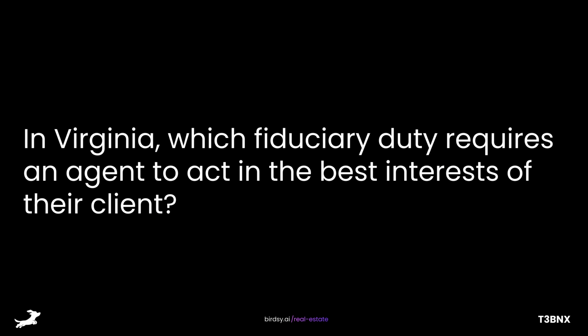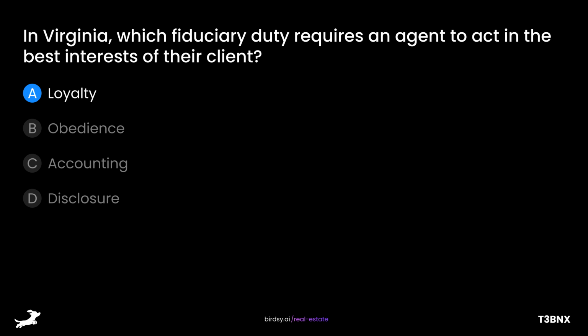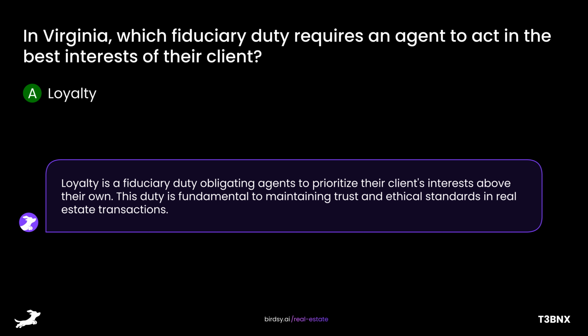In Virginia, which fiduciary duty requires an agent to act in the best interests of their client? Is it A, loyalty, B, obedience, C, accounting, or D, disclosure? The answer is A, loyalty. Loyalty is a fiduciary duty obligating agents to prioritize their clients' interests above their own. This duty is fundamental to maintaining trust and ethical standards in real estate transactions.